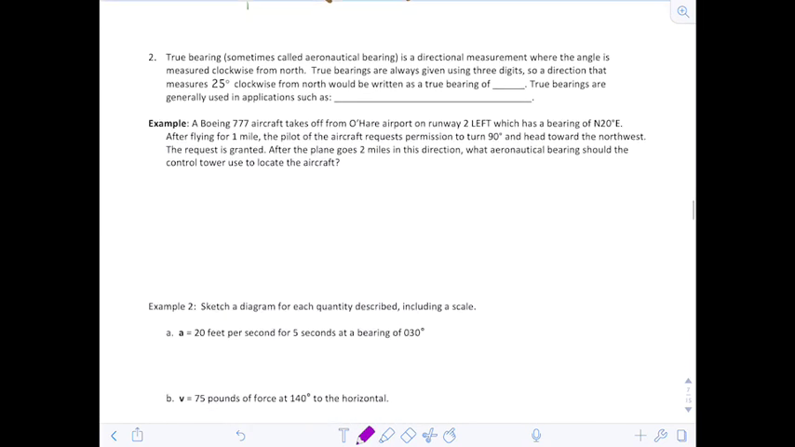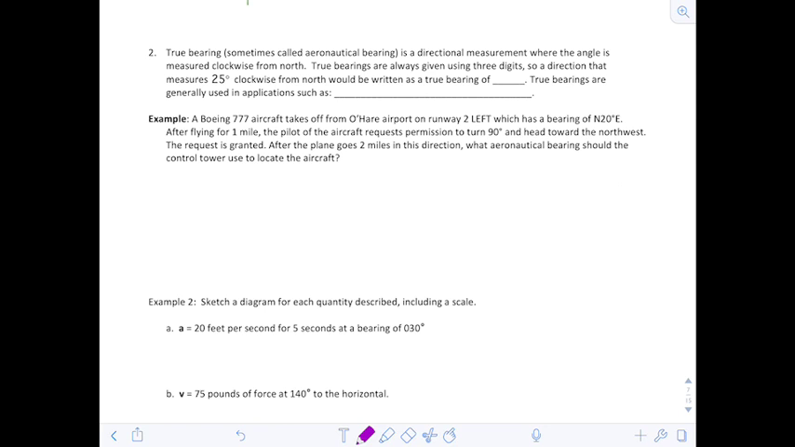All right, the other kind of bearing that we're going to talk about is true bearing. This is sometimes called an aeronautical bearing. It is a directional measurement where the angle is measured clockwise from north. That's super important. It is just from the north line and clockwise. Another thing to note is that true bearings are always given using 3 digits. So a direction that measures 25 degrees clockwise from north would be written as a true bearing of 025 degrees.